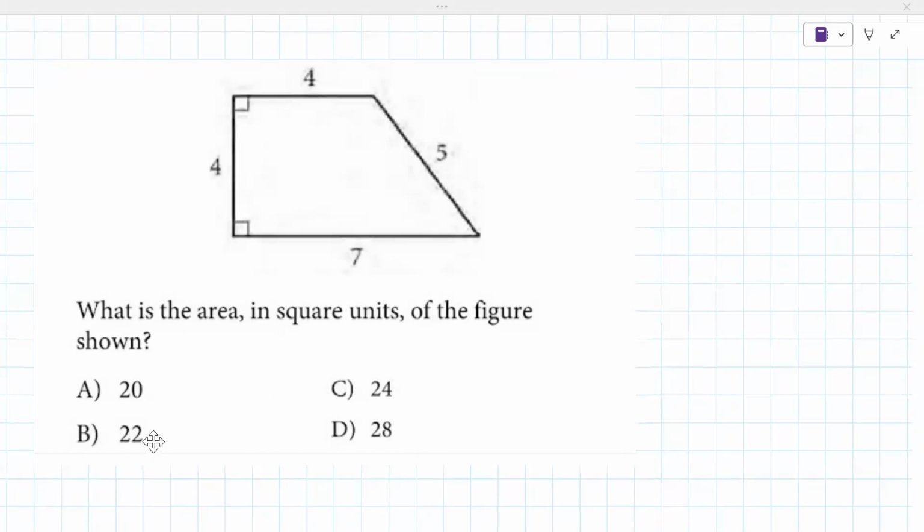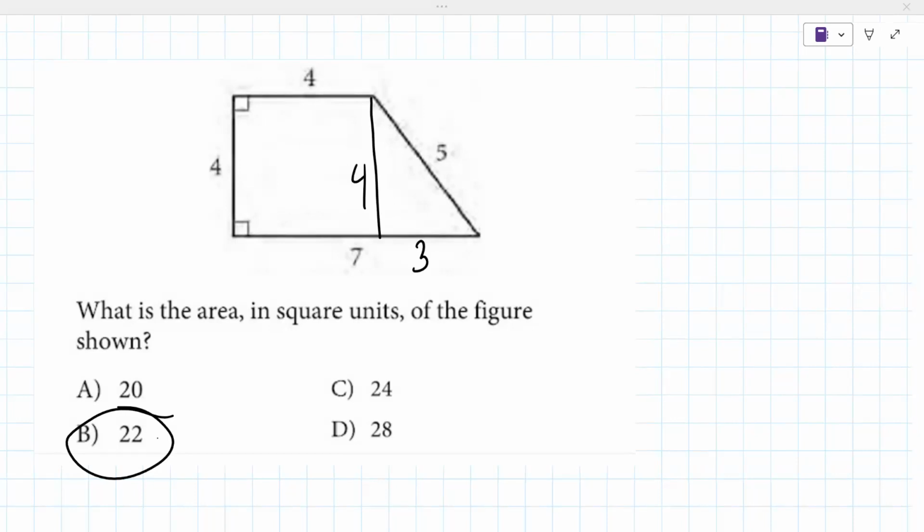Okay, how did you come up with that? I split it into a square and a rectangle, and 4 times 4 is 16. And then 3 times 4 times 1/2 is 6. And 16 plus 6 is 22. Okay. All right, so we'll close out here.